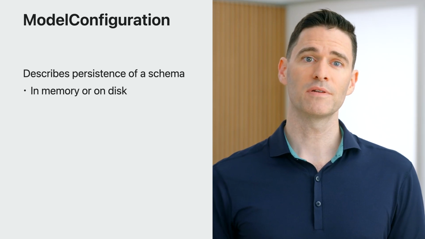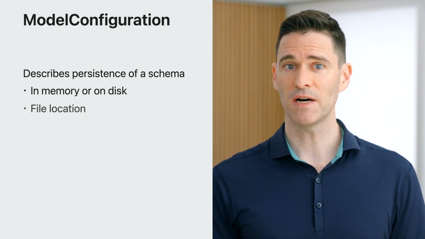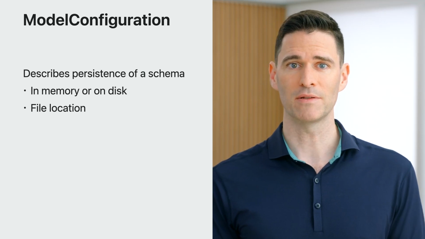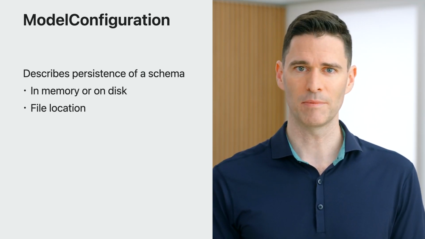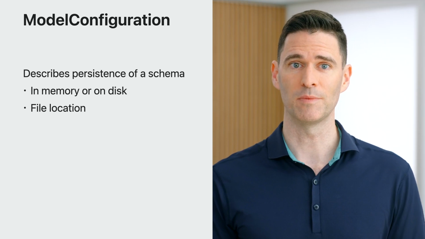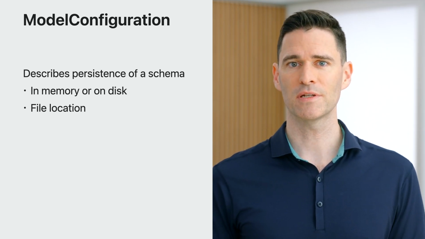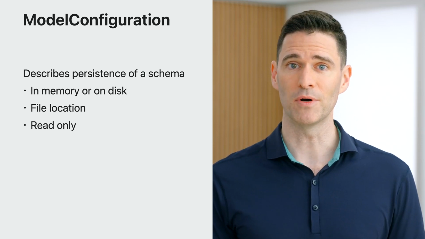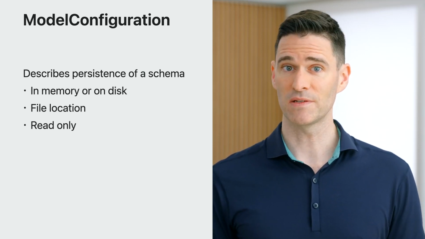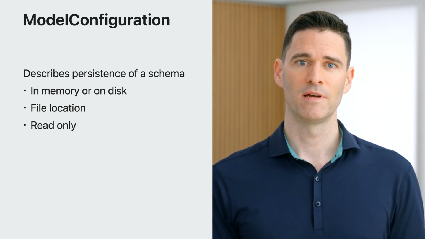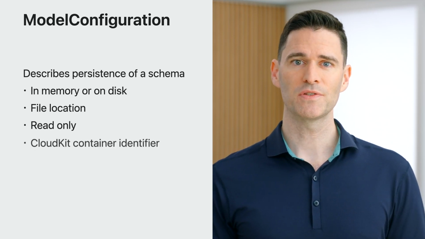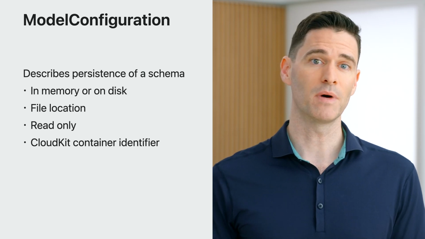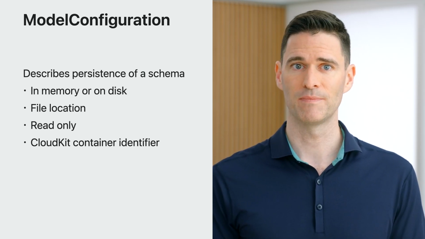Model configuration can use a specific file URL chosen by you, or it can generate one automatically using the entitlements of your application, like the group container entitlement. The configuration can also describe that a persistence file should be loaded in a read-only mode, preventing writes to sensitive or template data. And finally, applications that use more than one CloudKit container can specify it as part of the model configuration for a schema.